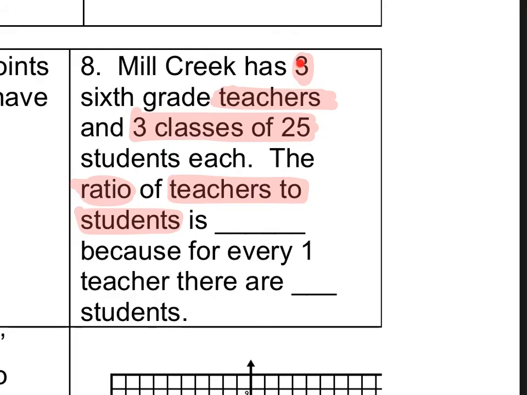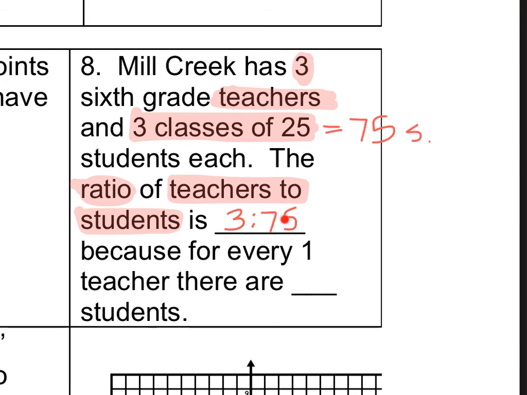For number 8, important information here is that there's 3 teachers and there's 3 classes of 25 students each, which of course you have to multiply to find out that there's 75 students total. And then it asks for the ratio of teachers to students. Teachers was first, so that's 3 teachers, and there's a total of 75 students. But I'm sure you'll recognize that 3 and 75 can both be divided by 3. This can be simplified, right?